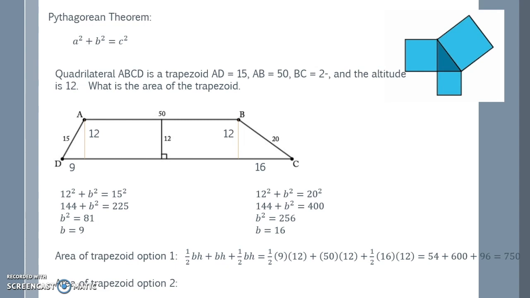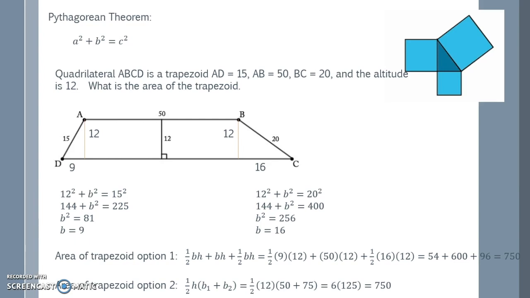Or we could use the area of a trapezoid formula, which is half times height times the base 1 plus base 2. So half times the height of 12 times our base of 50 across the top and our base of 75 across the bottom, which is 9 plus 50 plus 16, giving us half of 12, or 6, times 125, which also gives us 750.